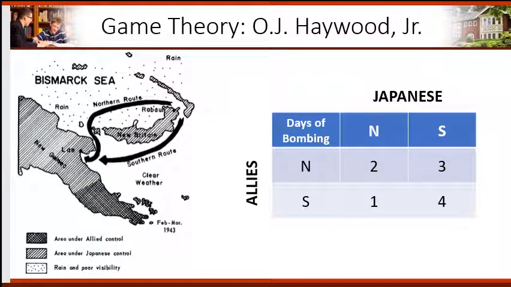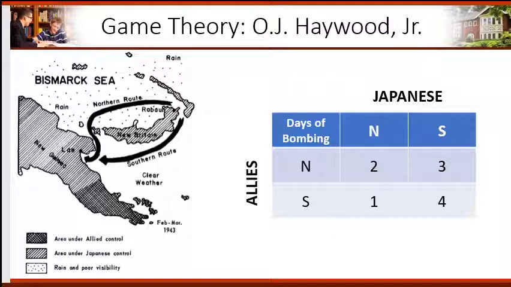So the question is, where should the Japanese sail and where should the Americans fly? Well, game theory wasn't around at the time of this battle. It didn't really start getting going in full swing until the next 10 or 15 years. But later, there was a soldier and a scholar, as I mentioned, named O.J. Haywood Jr., who investigated this battle using game theory. And basically, he said that if this works well for this particular battle, couldn't we use game theory to study and devise strategies for other battles?